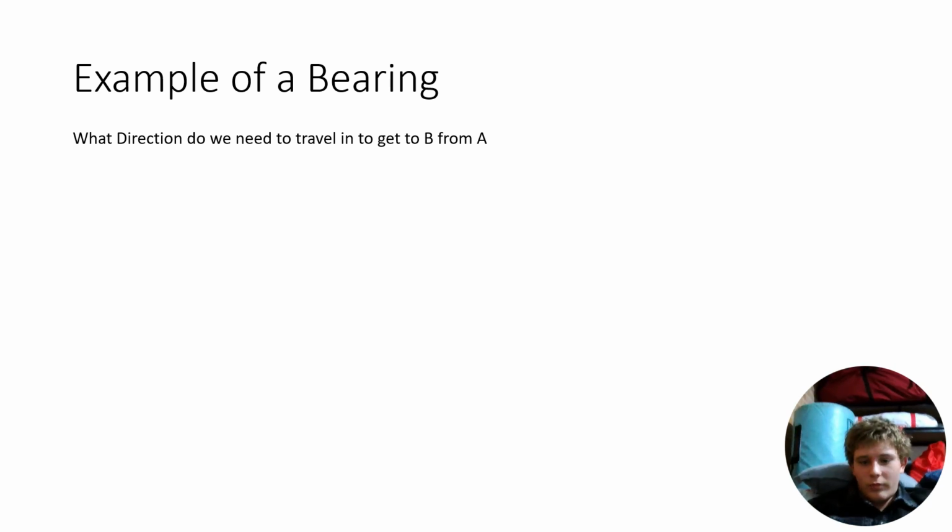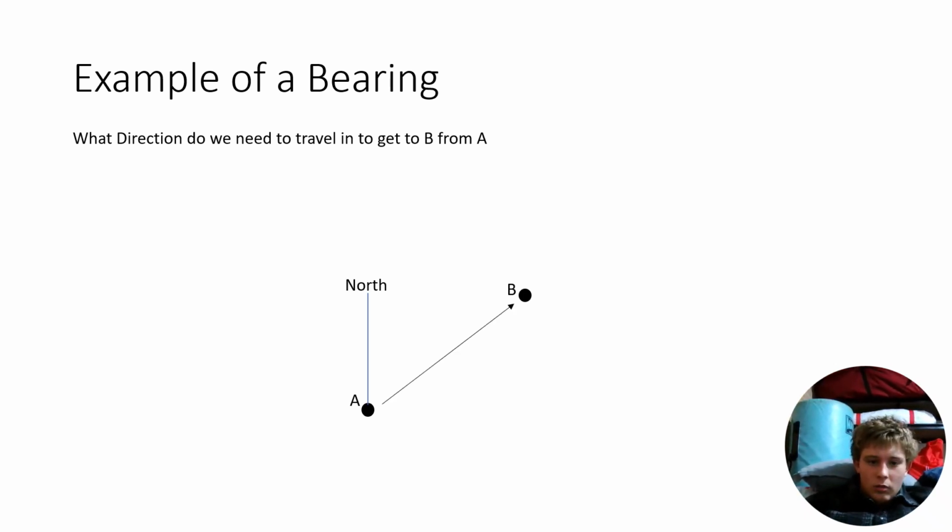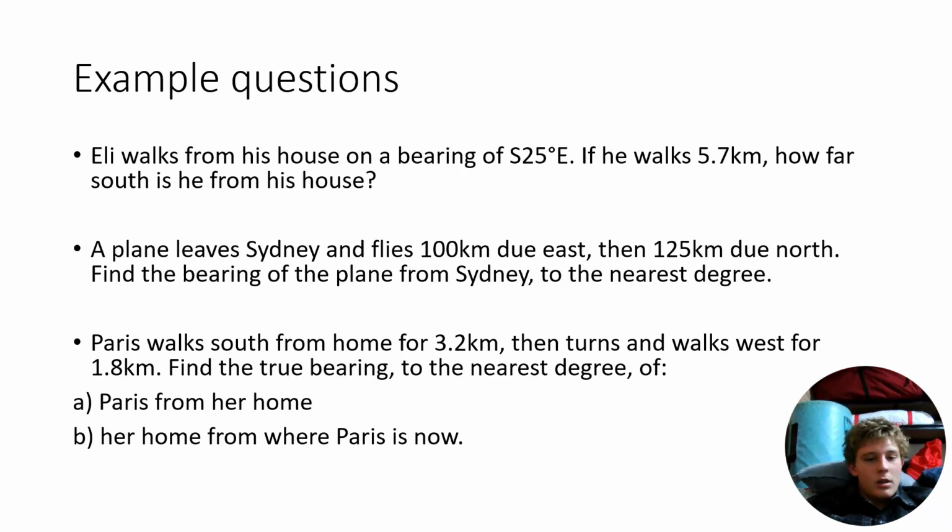So this is an example of what one can look like. It's not a question itself. So you can have point A, point B, and you've got north, then you've just got the omega symbol. We're asking, what direction do we need to travel to get to B from A? Then 60 degrees. It's just a little example of what one could look like, not a question itself. Obviously, you don't really have anything to work that out with unless you had a protractor.